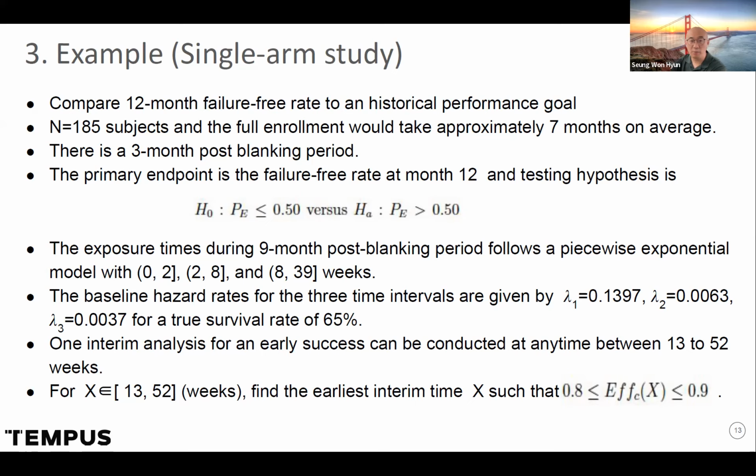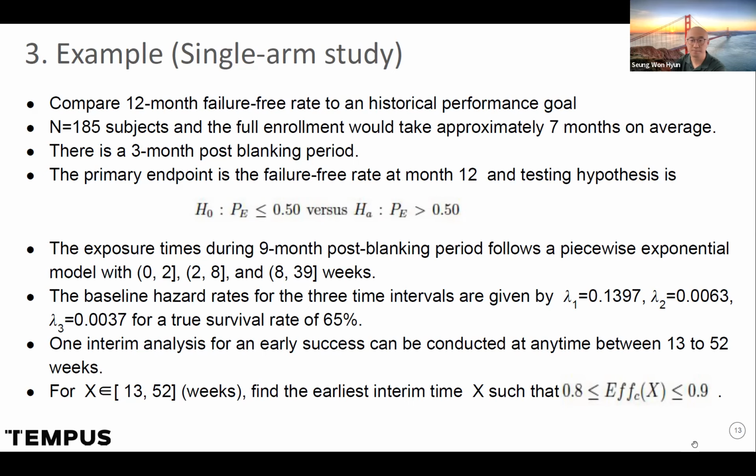The primary endpoint here is the failure-free rate at month 12, so this is during the 9-month post-blanking period. Our testing hypothesis is given in the first bullet. We want to see that the primary endpoint, the failure-free survival rate at month 12, is greater than 50%. We assume a piecewise exponential model with 3 distinct time intervals: 0 to 2, 2 to 8, and 8 to 39 weeks. Here we have assumed a baseline hazard function. Then we can do one interim analysis for early success anytime between week 13 and week 52. So the range for the interim timing could be anywhere between week 13 and 52. Our goal is to find the interim time such that the efficiency of the interim timing is between 0.8 and 0.9. Next slide, please.